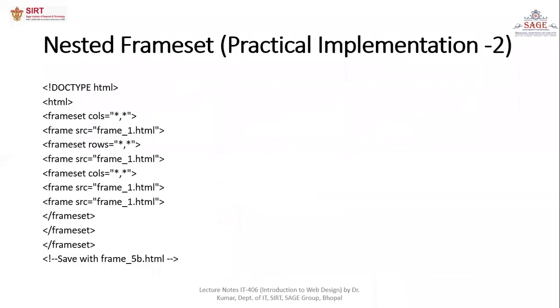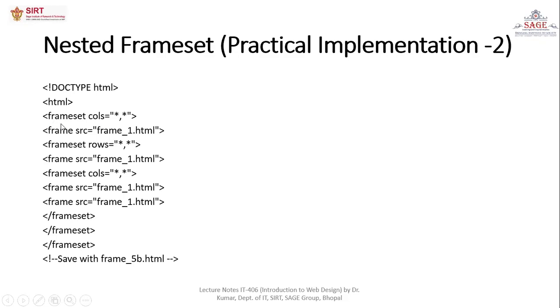Now we are taking one more example, nested frameset, practical implementation 2. Here I take the doctype, meaning the HTML5 version we are using. So here I take the frameset cols star star, so I divide my web page into two columns. And here I write the frame src. Now see it carefully, okay? I am again repeating.